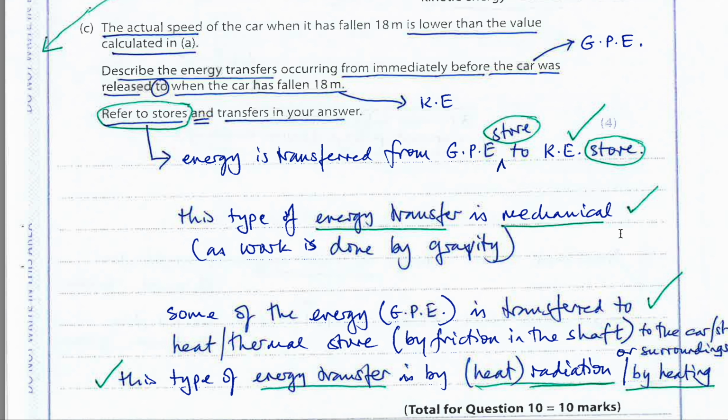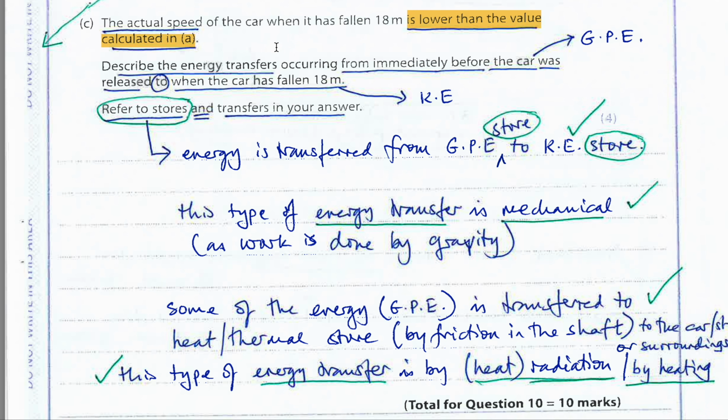The next bit says the actual speed of the car when it has fallen 18 meters is actually lower than the value you calculated in part A. Okay, so it says describe the energy transfers. So this is a common energy question. You can do it mathematically, potential to kinetic is very common, which is what we've done.